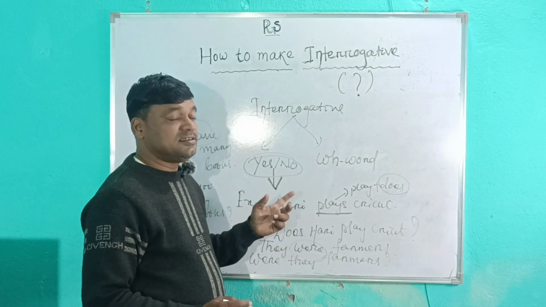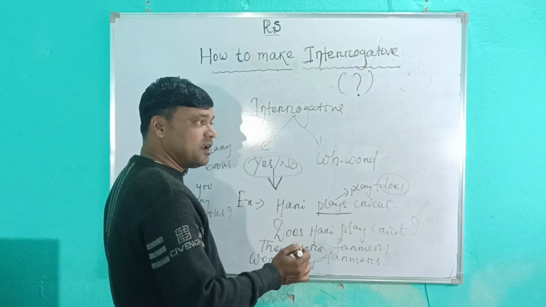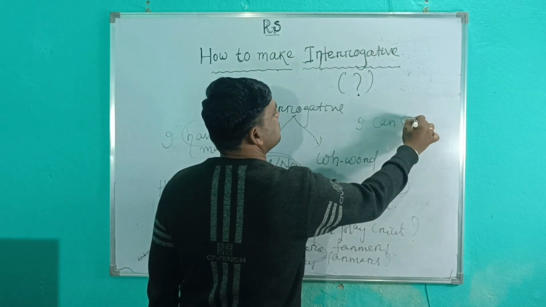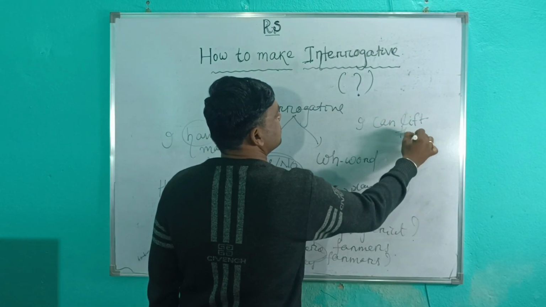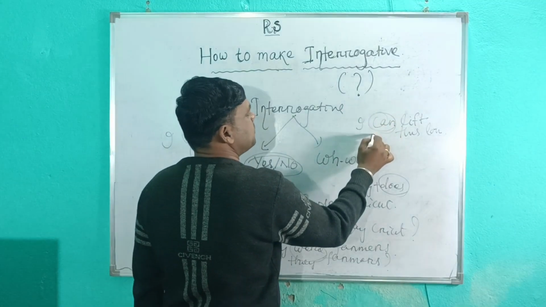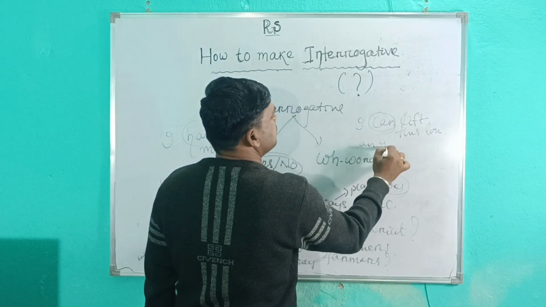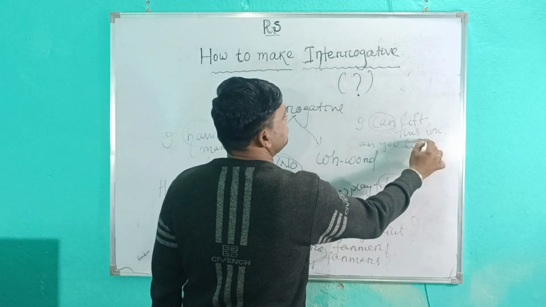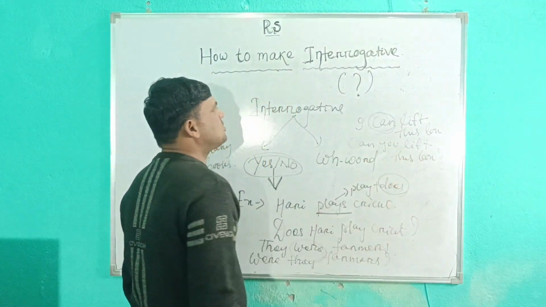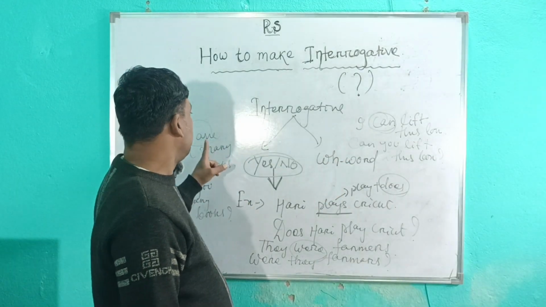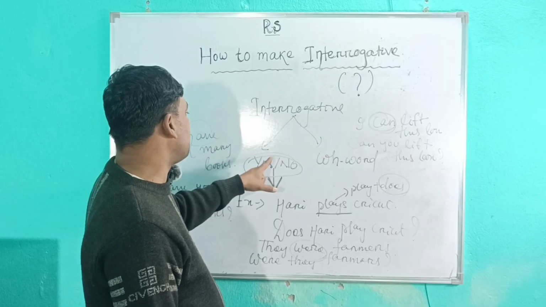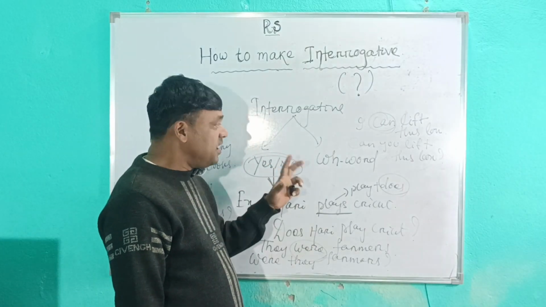Then जितने भी modal auxiliary like this modal auxiliary, I can lift this box. So very easy. Here is the auxiliary verb, modal auxiliary. Can you lift this box? Okay, now it becomes interrogative form, and this is the way of making the sentence interrogative in the yes no format.